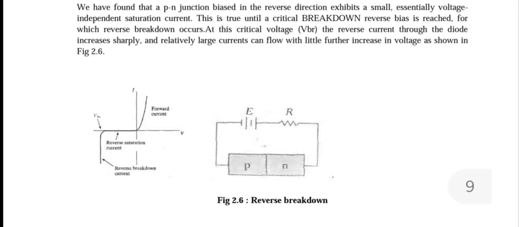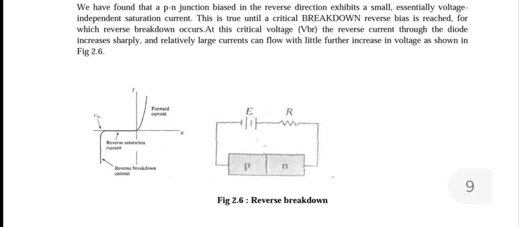So we have seen during reverse bias condition there will be only a small current. It is essentially voltage independent. It does not depend upon the external voltage and it is a saturation current. This is true until a critical breakdown reverse bias is reached.